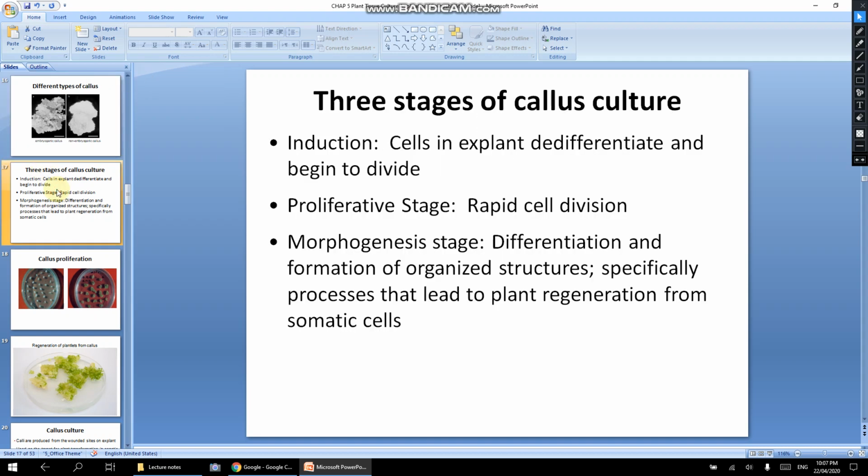There are three stages in callus culture. Number one is induction. You induce by de-differentiation, meaning, like I said before, from an organ it returns to become nothing, and then turns out to be something else. And then there is the proliferative stage, in which the cells divide rapidly. Then you have the morphogenesis stage, in which it differentiates into something.